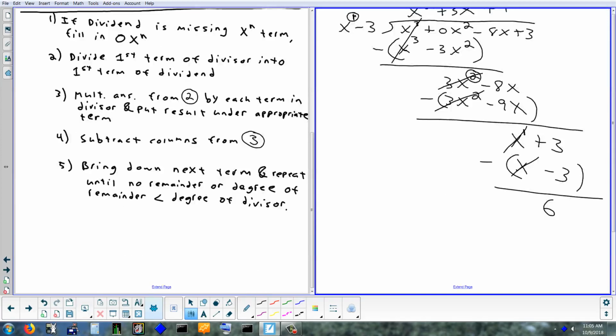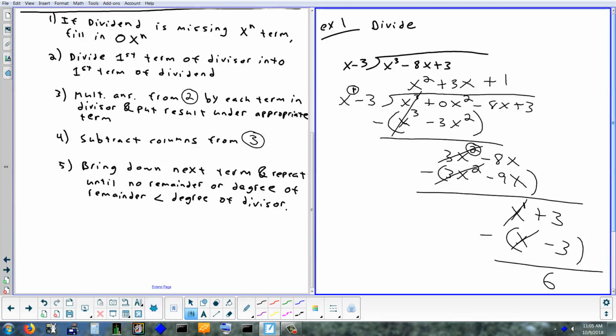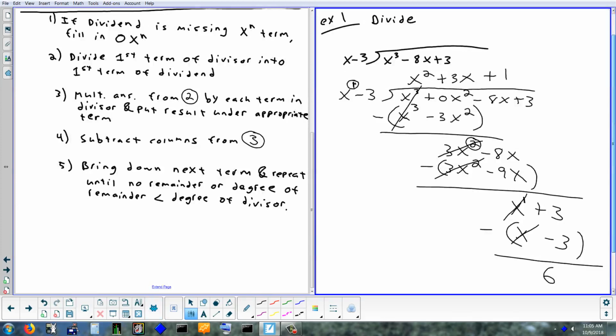So there's a couple ways we can write our answer. Well, one thing I can tell you is since we didn't get a remainder of 0, what does that mean about x minus 3? And what was under the division symbol? X minus 3 is what? It's not a factor. It doesn't divide into it nicely. If you were going to factor what's under here, you wouldn't use x minus 3. Okay. So we can write our answer this way.